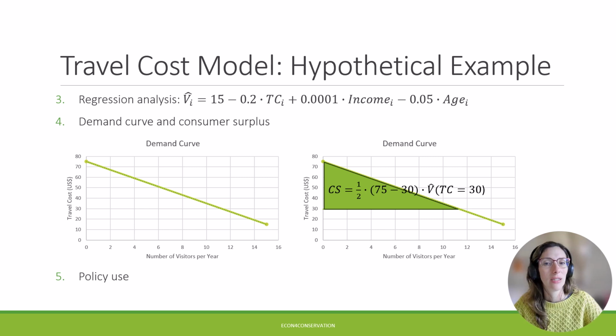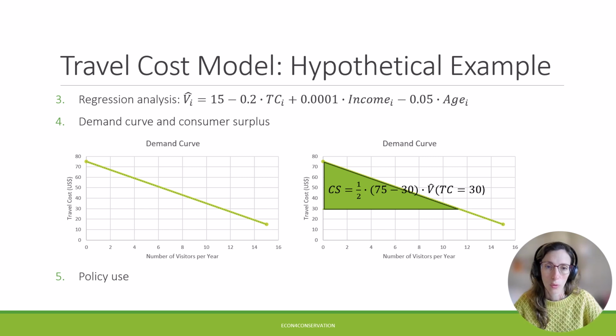Suppose the estimated regression equation is the one on the screen. In terms of interpretation, we have that for every $1 increase in travel cost, the number of visitors decreases by 0.2, all else equal. Also, higher income slightly increases visitors, while older age slightly decreases visitors.